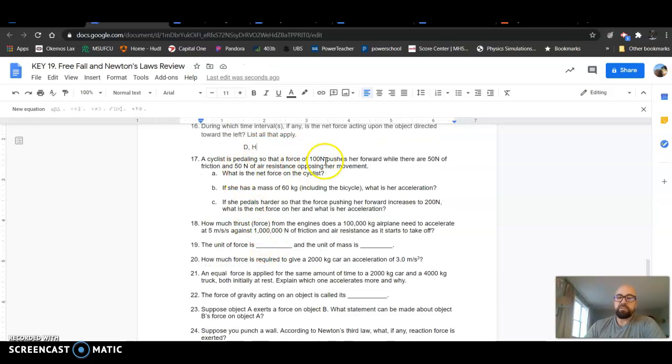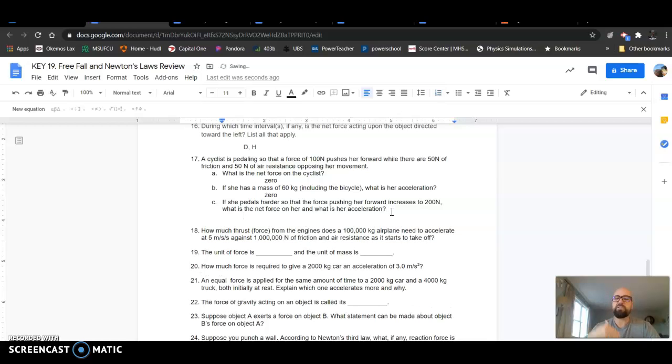A cyclist is pedaling, so a force of 100 newtons pushes her forward, with 50 newtons of friction and 50 newtons of air resistance opposing her. So the net force here is, if she's got 100 newtons going forward and then 50 plus 50 going the other way, the net force is 0. And then if we have a net force of 0, acceleration is also 0. Some people did some math for 17 and they didn't need to because that's more of a conceptual question.